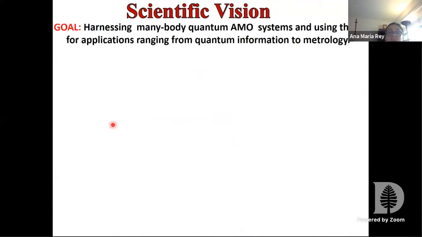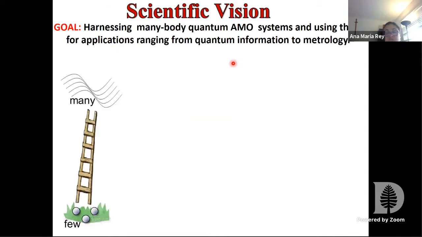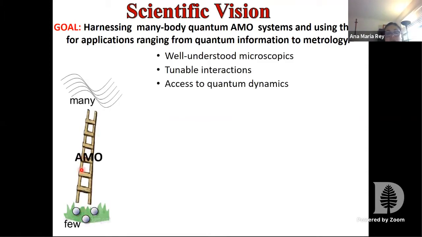So what is our scientific vision? Our scientific vision is harnessing the behavior of these many-body atomic systems and using them for applications ranging from fundamental physics, but also for more practical applications, like quantum information and metrology. So basically, we're bridging the gap between the few and the many via quantum control, taking into account the fact that we have very well understood microscopics, in the sense that we can write the Hamiltonian of the system on a piece of paper.